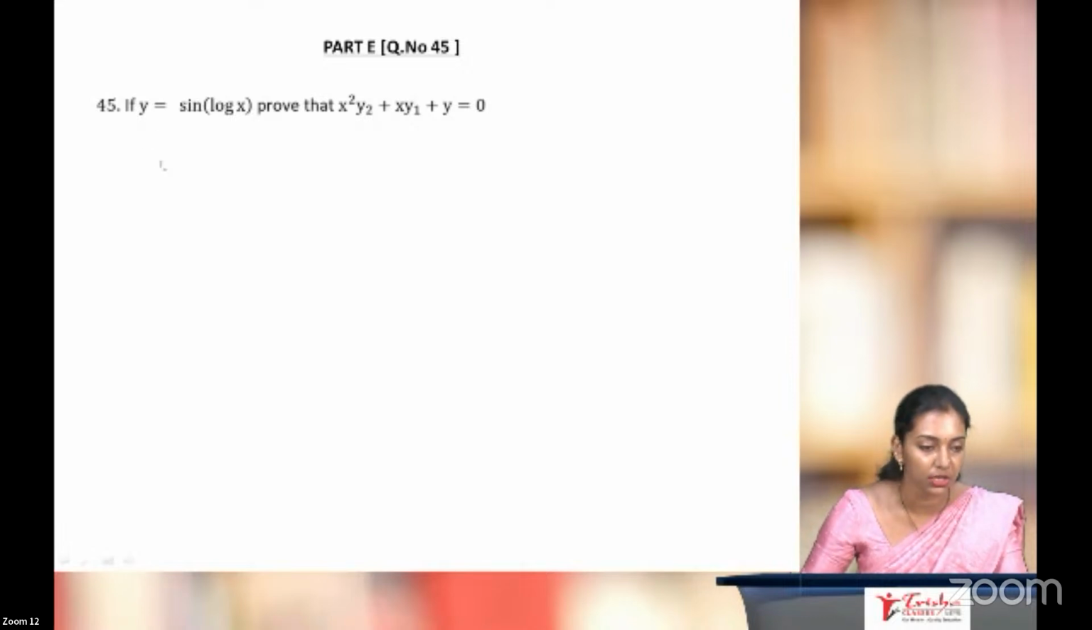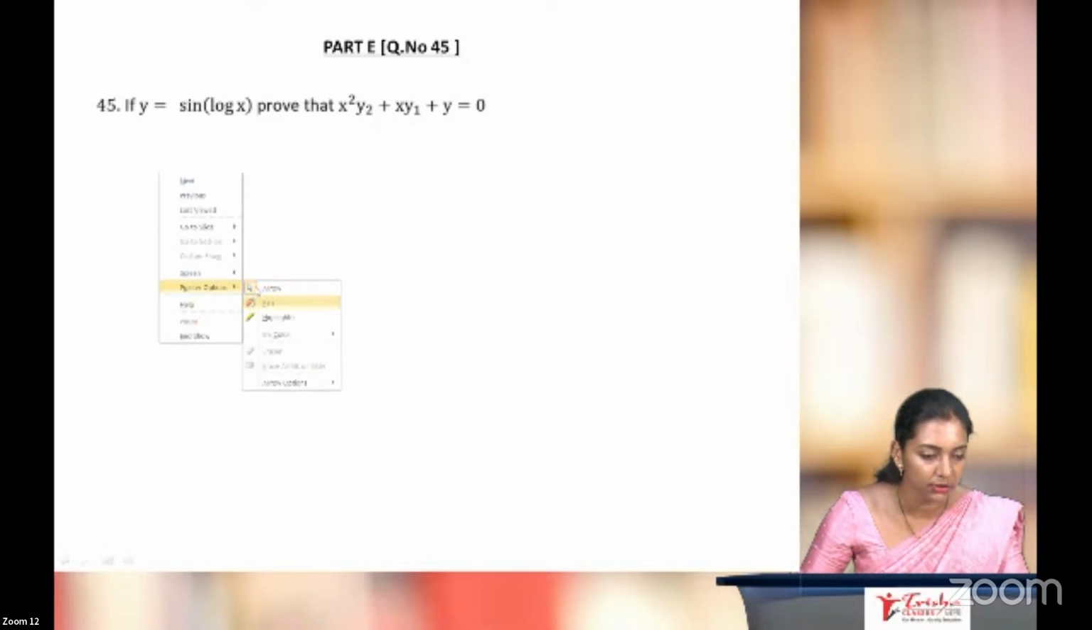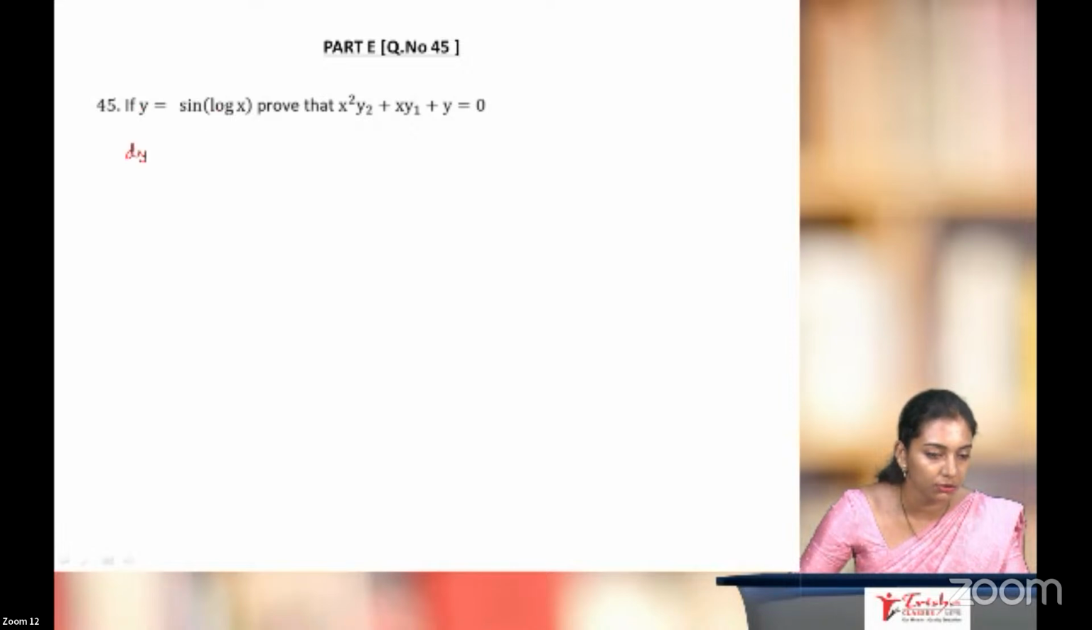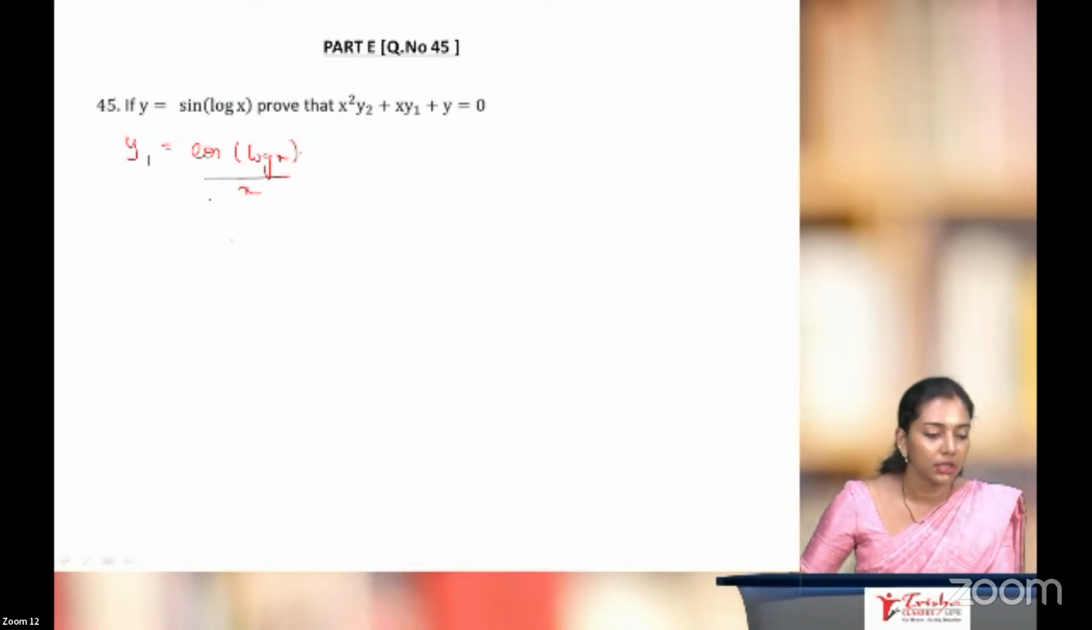And this is the last question, I think, in the exercise. Okay, now let's see how to solve this. What you have to do is differentiate this and double differentiate. So dy by dx, or y1, I will put. y1 equal to cos of log x into differentiation of log x, which is 1 by x, or I'll write divided by x. Now I'll take this x to this side. xy1 equal to cos of log x.